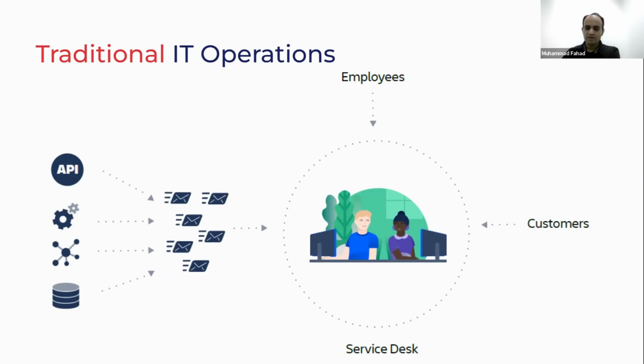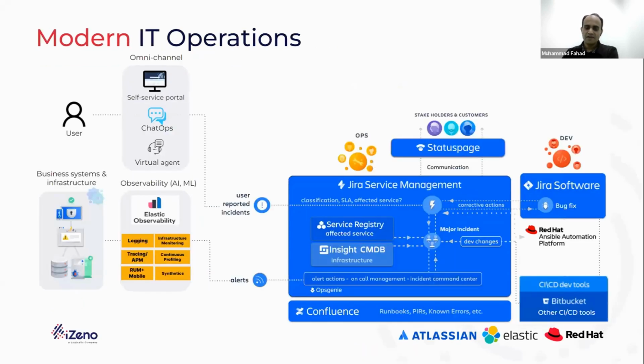And now this will result in an unhappy experience, where there can be complaints about burnout, complaints that I have lots to do. Okay, so how can we recover, or how can we do better, or what is the solution? From that perspective, we have a modern IT operations powered by Atlassian Jira Service Management together with Elastic and Red Hat.